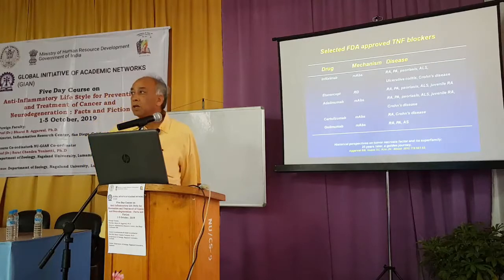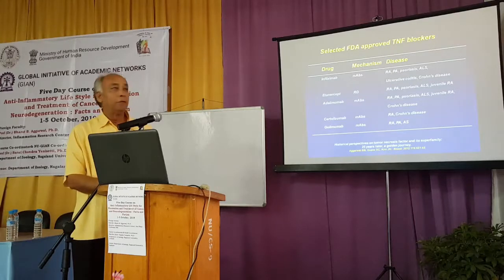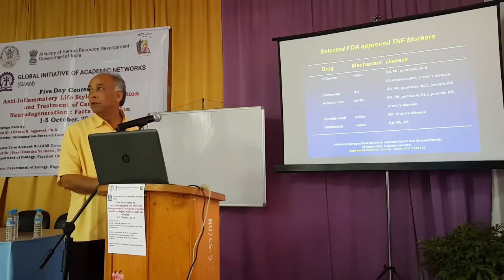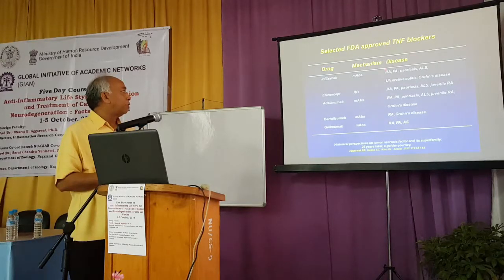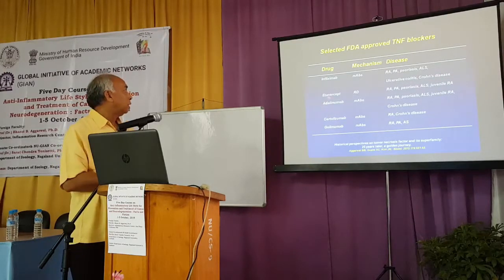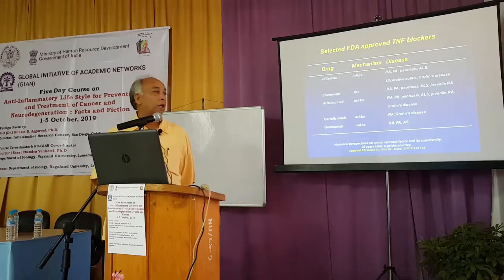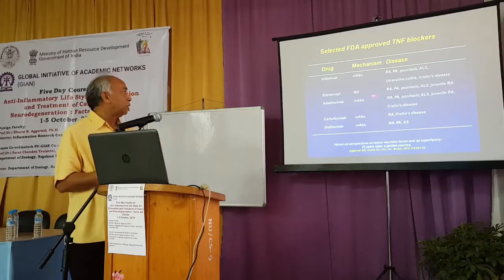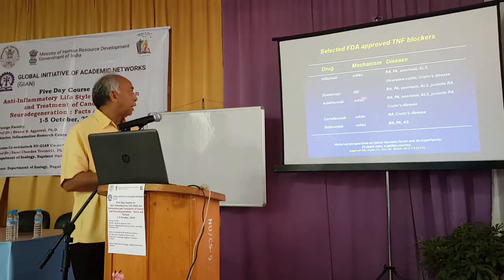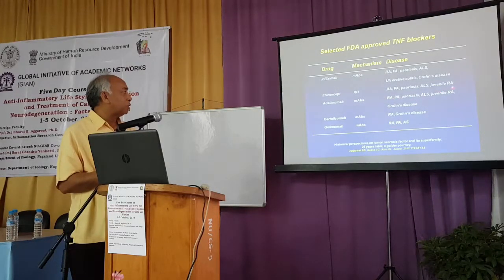So what are these blockers called? Here you have infliximab, which is a monoclonal antibody to TNF, and it is approved for rheumatoid arthritis, for psoriasis, for ALS, ulcerative colitis, and Crohn's disease. Here is etanercept, and this is again a receptor that they are using to chelate TNF, to remove TNF, and again these are the various diseases it is approved for. And here is adalimumab, which is again a monoclonal antibody, again approved for the same kind of diseases.